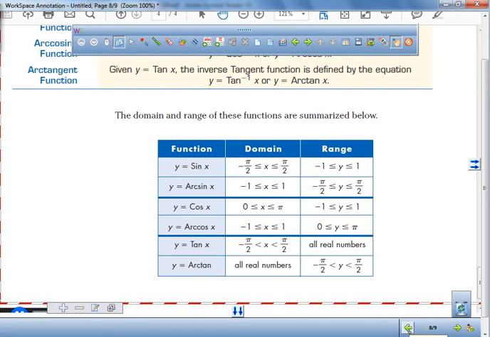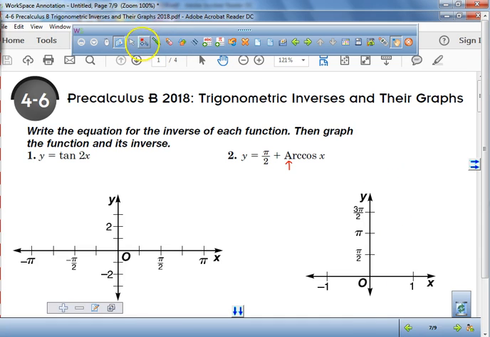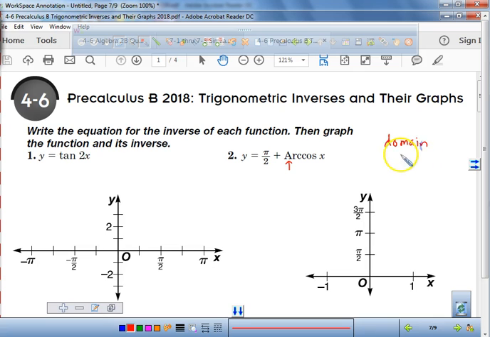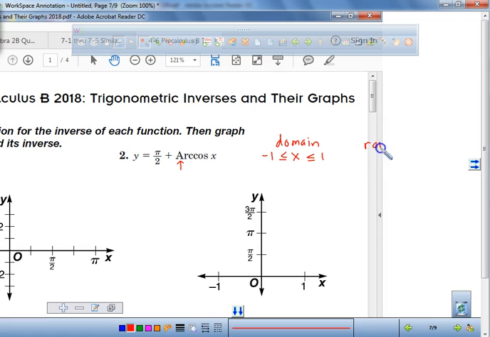So right now we're going to go right here. I'm going to say, you know what? Let's go and write this down. What does my domain have to be between? All of my x values have to be less than or equal to 1 and greater than or equal to a negative 1. Okay? And my range for this problem has to be between what?